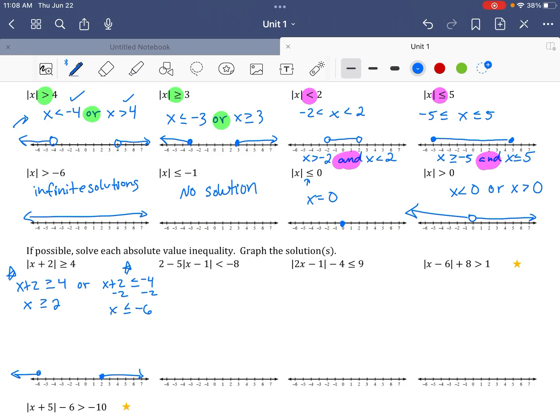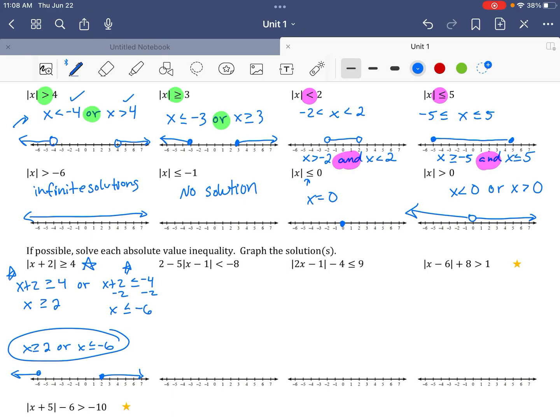So I don't have to worry about the word because the graph will make me know it's an or situation. So my answer is x is greater than or equal to 2 or x is less than or equal to negative 6. Anything in that category, in one of those two categories, is going to make this original problem true.